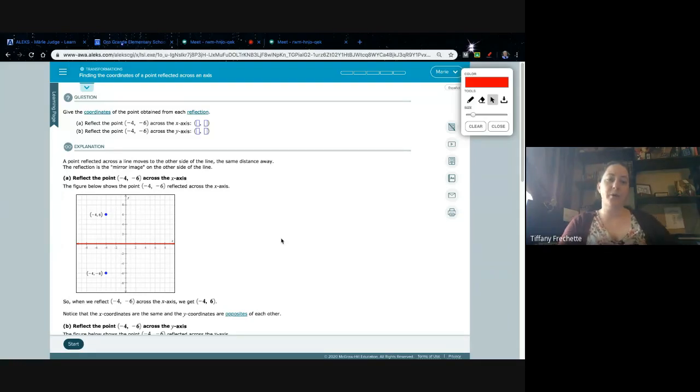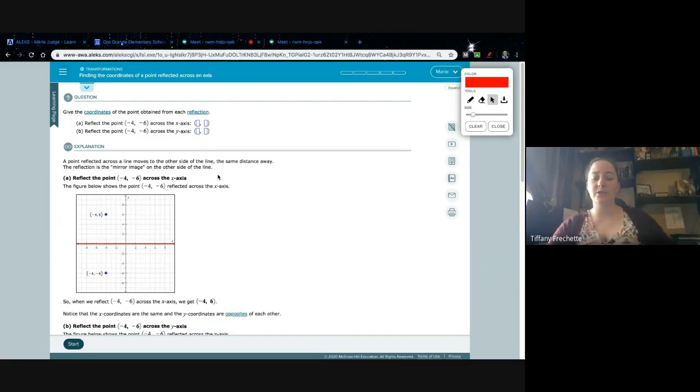Finding the coordinates of a point reflected across an axis, not just the x-axis. In this one, we're going to give the coordinates of a point obtained from each reflection. So we've done quite a few of these at this point with reflection.